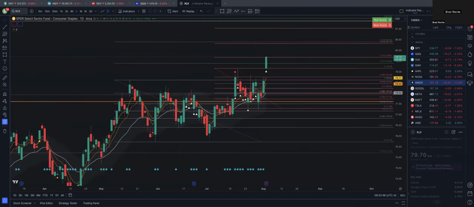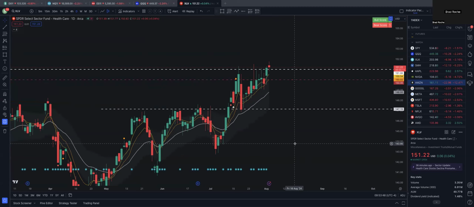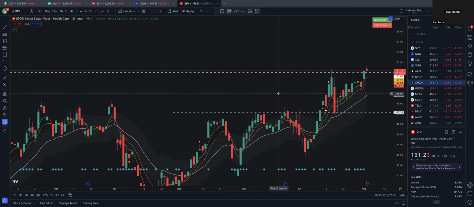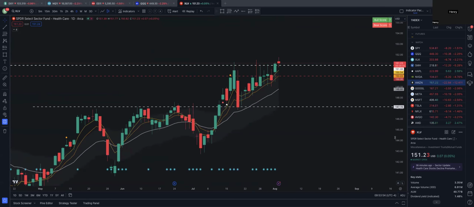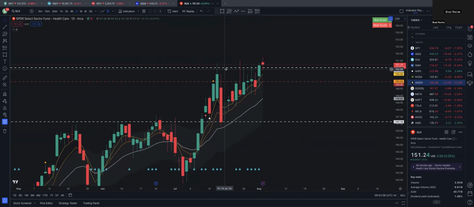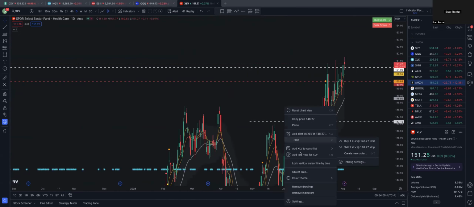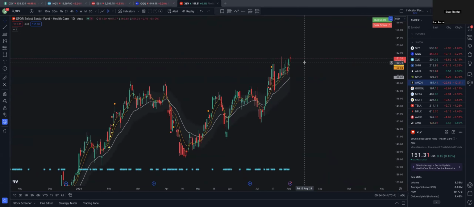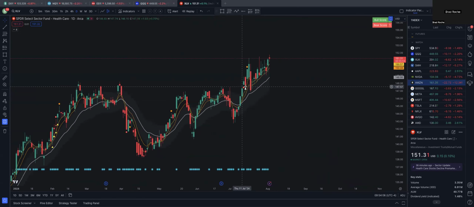Another sector that we were looking at was XLV. This one I decided not to go with because we do have earnings coming up. And so we kind of have to shy away from that. It's a really strong, great looking chart.